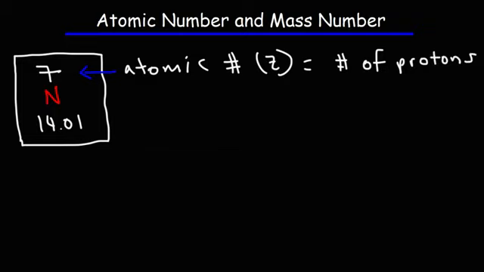The number of protons, or in this case the atomic number, identifies the element. So if you have an atom with 7 protons, you automatically know that you're dealing with an atom of nitrogen. Now what about the bottom number? Notice that the bottom number is not an exact whole number. It has a decimal value. This is not the mass number, but rather it's the average atomic mass.